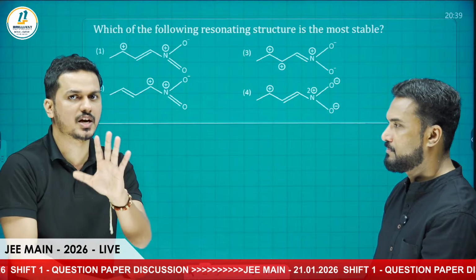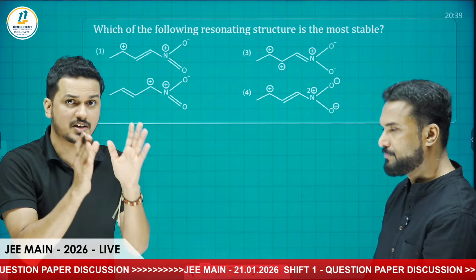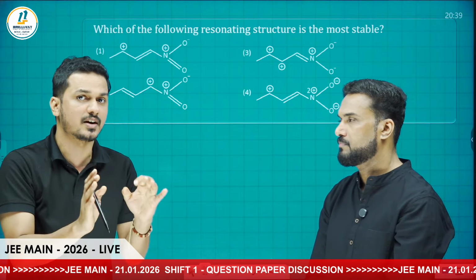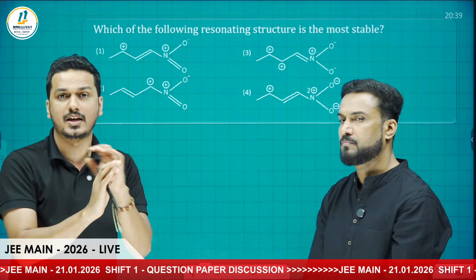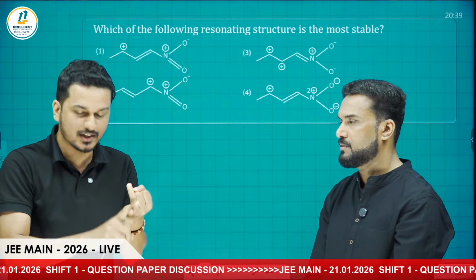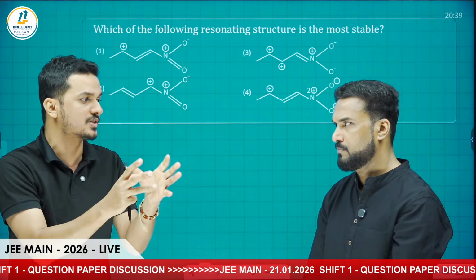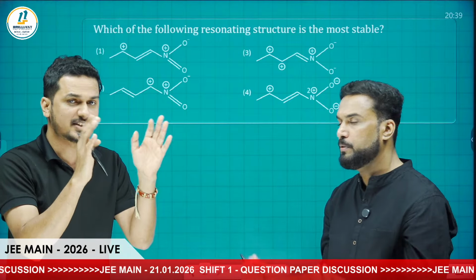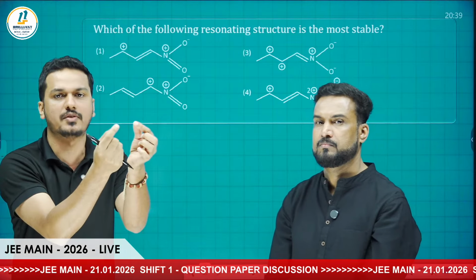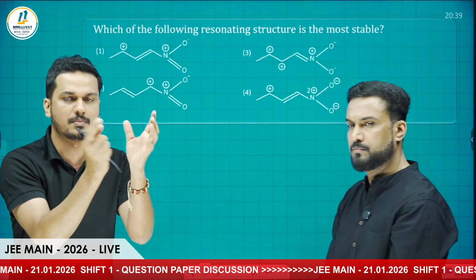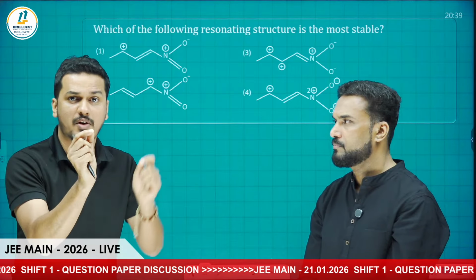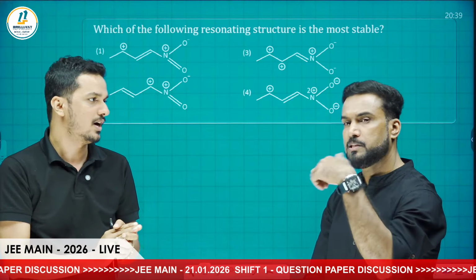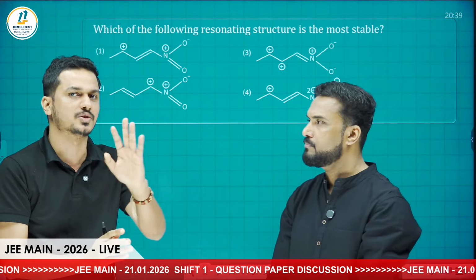Here the thing you must remember is that among the resonance structures, first of all you have to check that all atoms contain a complete octet. And the second thing you must remember: similar charges should be as far away from each other as possible. Two positives cannot come closer, two negatives cannot come closer. One positive and one negative can be close, and then it will be more stable. If conjugation is there, then also it will be stable.